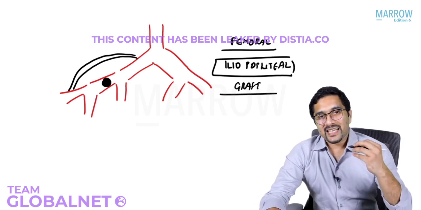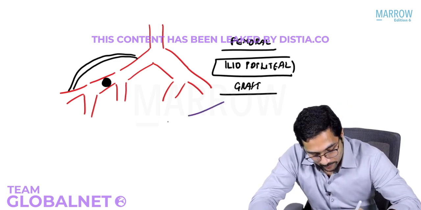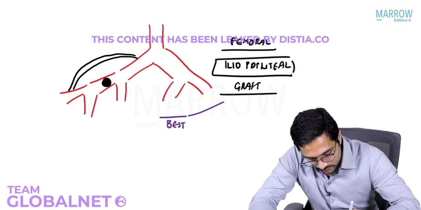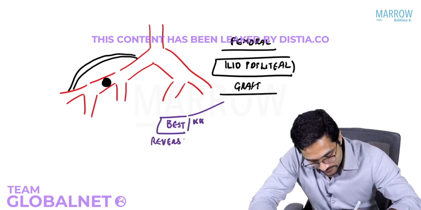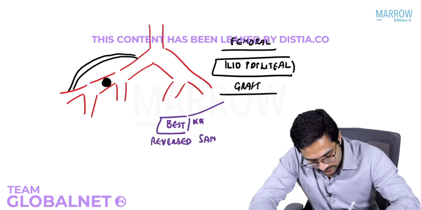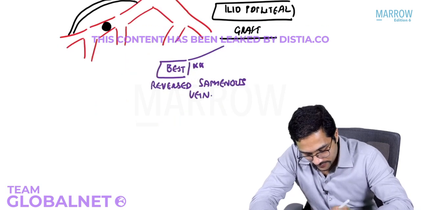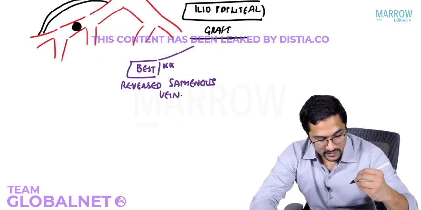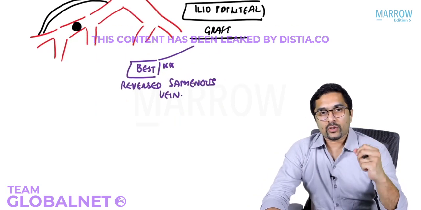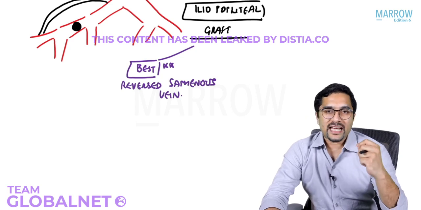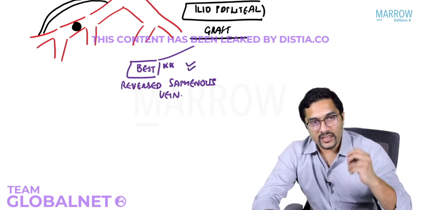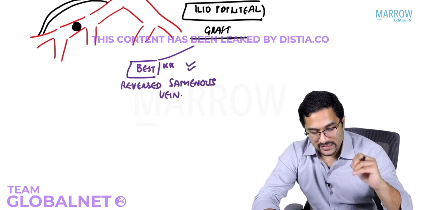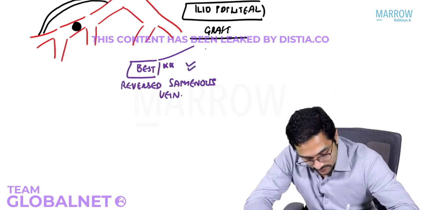So when infrainguinal grafting is done, the best graft material for infrainguinal grafts is reverse saphenous vein. Reversed saphenous vein graft, right? It is a reverse saphenous vein graft, and I will show you a video of how this saphenous vein is harvested. So this is the reverse saphenous vein graft, which is the best graft material for infrainguinal grafts.